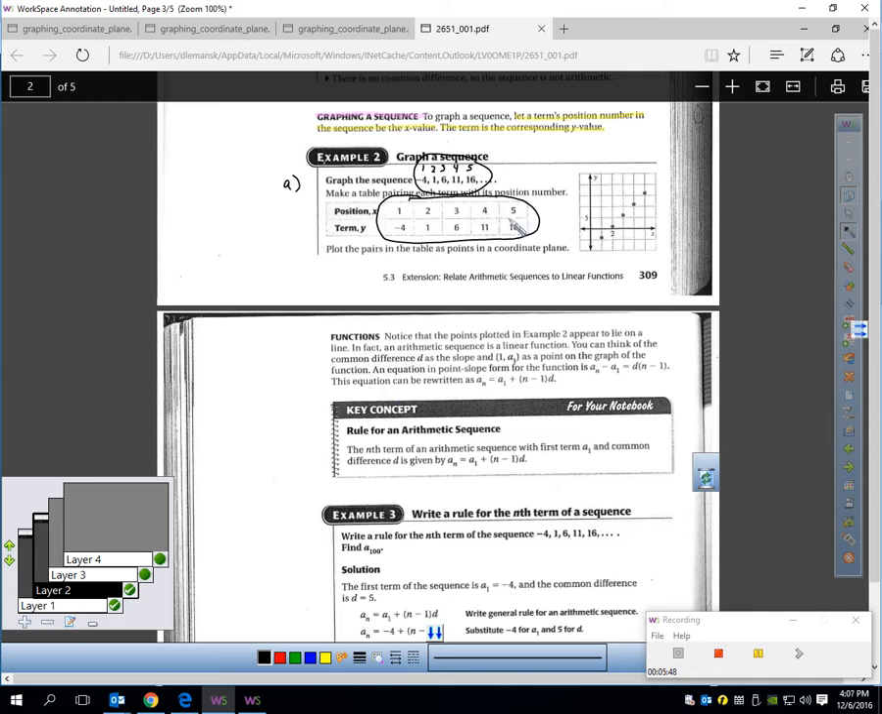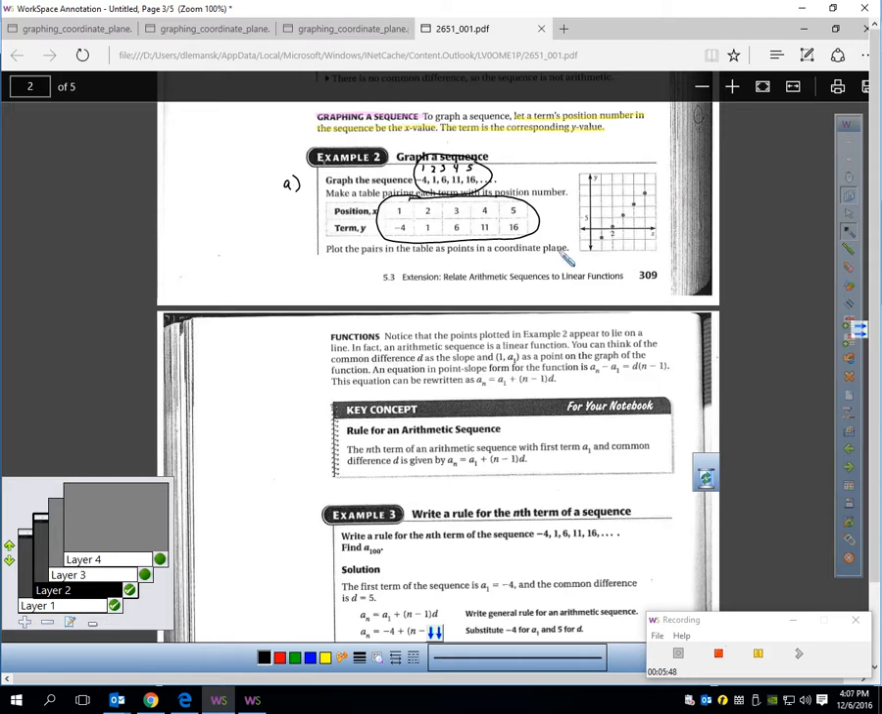After you write the table, you can plot the points. So over 1, down 4. Do you notice they have a scale of 5 here? That's why this is down 4, because here's 5. Over 2, up 1. Over 3, up 6. Over 4, up 11. Over 5, up 16.